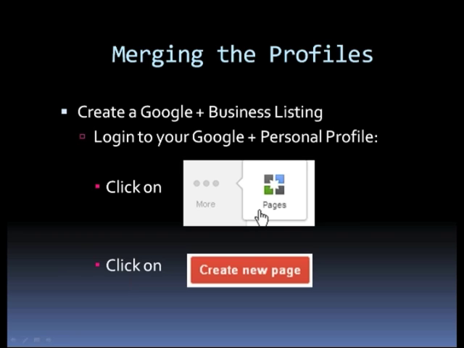The first thing you need to do is make sure you have a Google Plus business listing. So you're going to log into your personal Google Plus profile. You're going to scroll down on the left-hand side. You're going to see this call out that says More. You're going to click on it, and you're going to see Pages. You're going to click on Pages, and then you're going to click on Create a New Page.